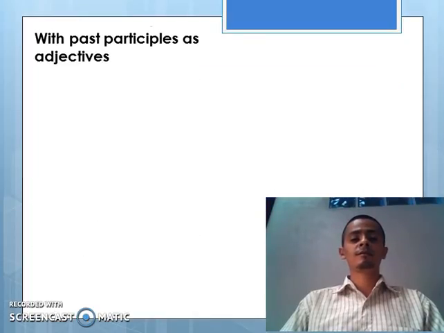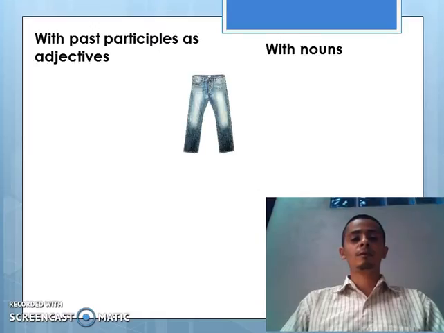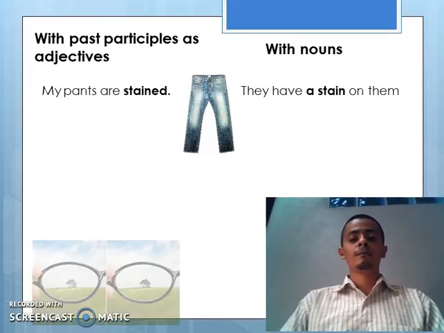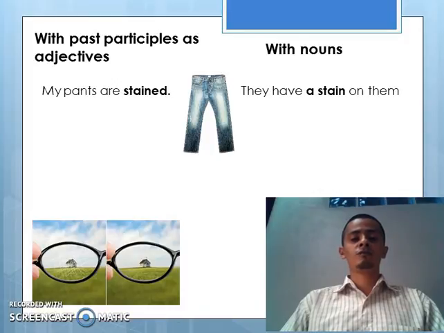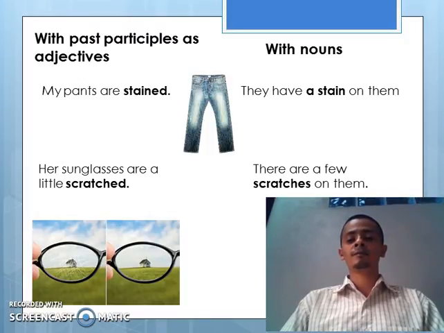Now let's see some examples with past participle as adjectives and with nouns. To describe these pants with past participle we can say my pants are stained, and with nouns we can say they have a stain on them. And for these sunglasses using past participles we can say their sunglasses are a little scratched, and with nouns we can say there are a few scratches on them.